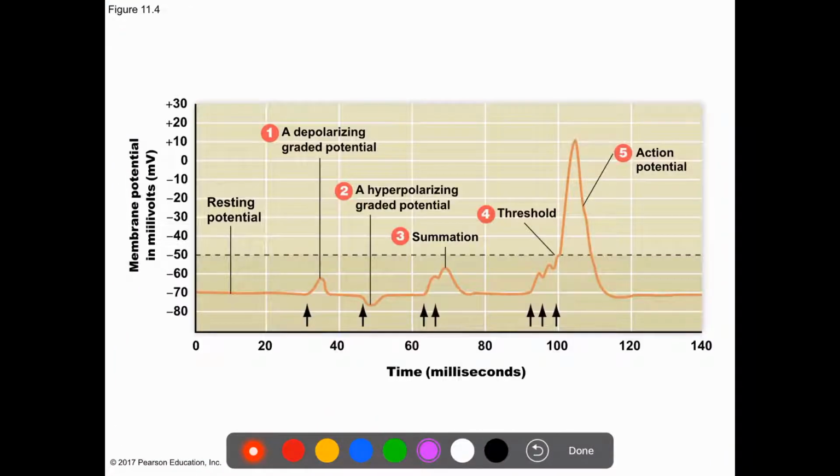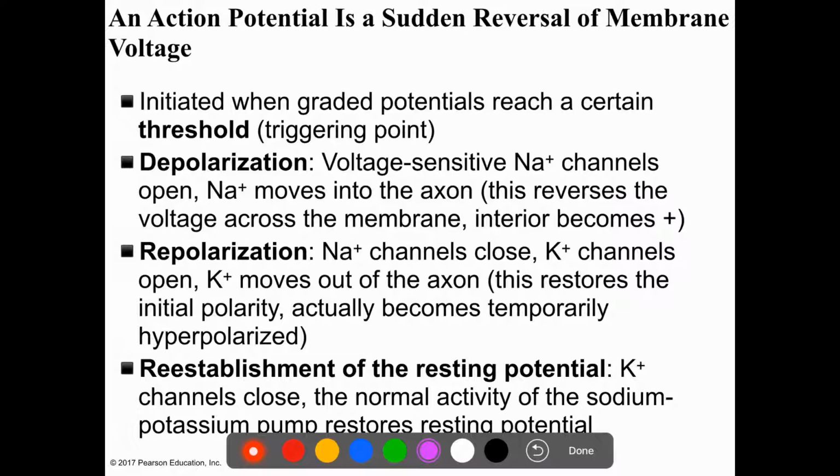So let's recap. This is the resting potential. This is the depolarization, graded potential. This is the hyperpolarization, graded potential. This is the summation, like two stimulations. And here there is another summation, three stimulations. It reached this threshold or the triggering point, and that led to an action potential, in which the signal is initiated and transmitted now. So again, I will stop here.